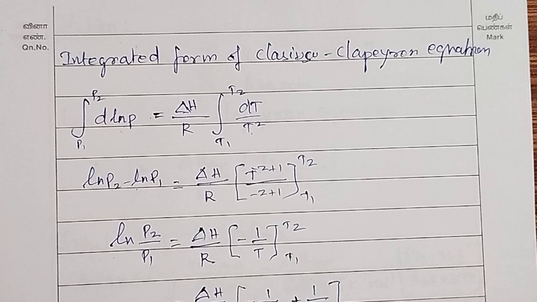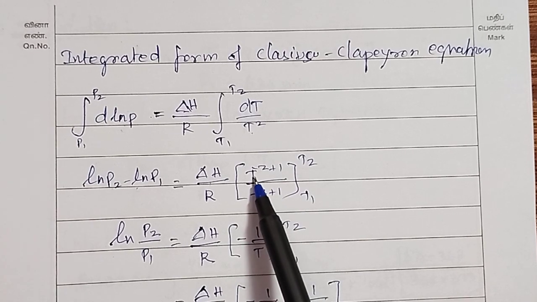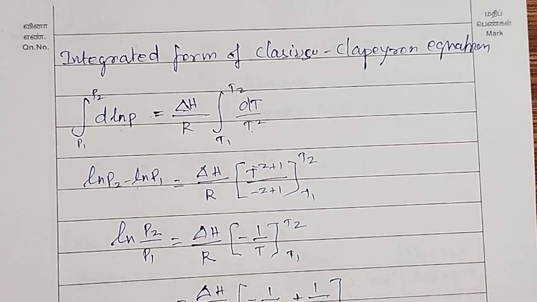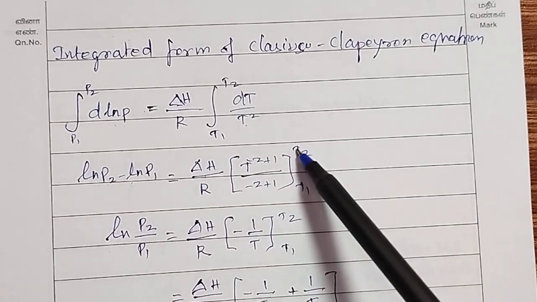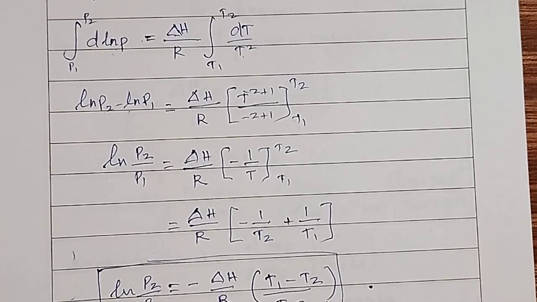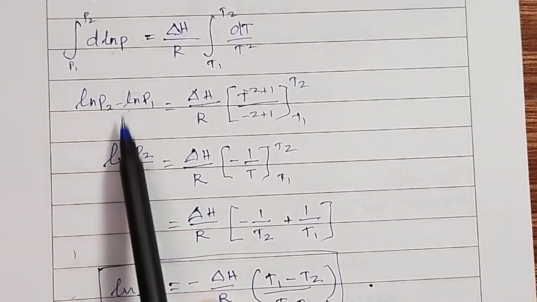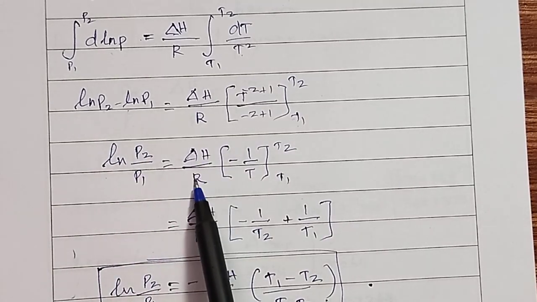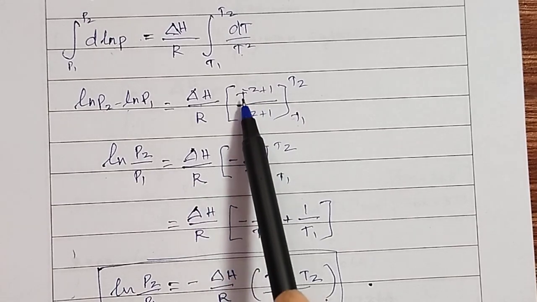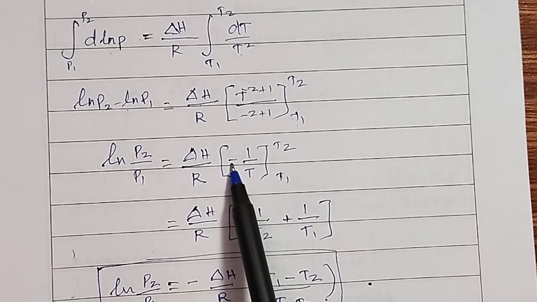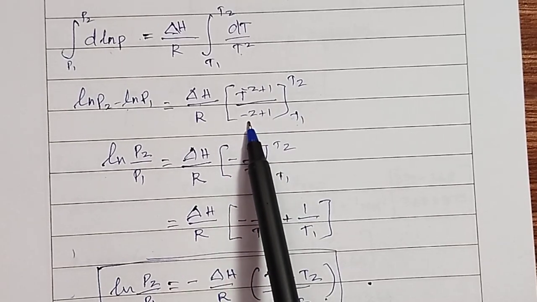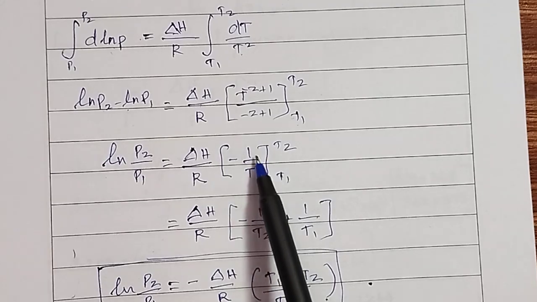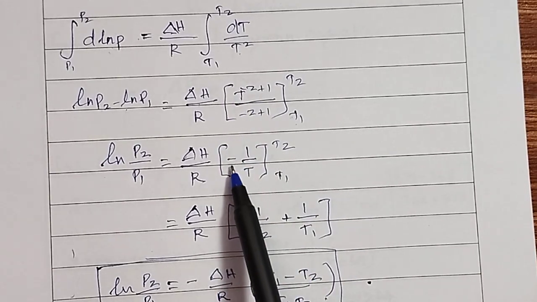x power n plus 1 divided by n plus 1. According to that formula, T power minus 2 plus 1 divided by minus 2 plus 1. This is what the integral gives, between the limits T1 and T2. Now, according to the formula ln a minus ln b is equal to ln a by b, I put ln P2 by P1, and this is equal to delta H by R that we already have. Minus 2 plus 1 becomes minus 1, and T power minus 1 means 1 by T, so this whole term becomes minus 1 by T.